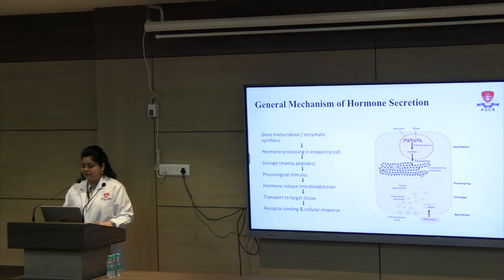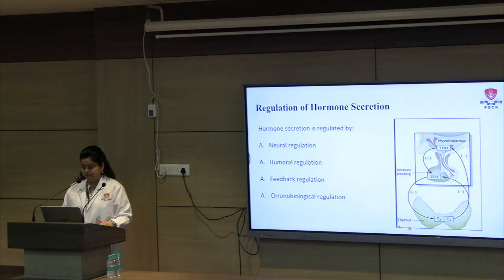We'll start with the general mechanism of hormone secretion. It has 4 stages, starting with the synthesis. There is transcription and translation. Then it is packaged and stored in the endoplasmic reticulum and Golgi bodies. Here they are stored in the vesicles, and on a stimulus like calcium ions and cAMP, they get triggered, and via exocytosis they are released into the bloodstream, forming the receptor binding and cellular response.